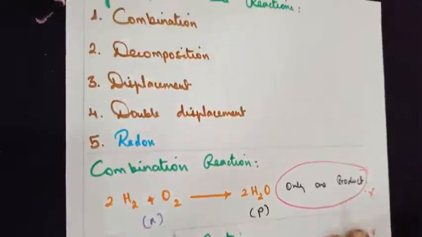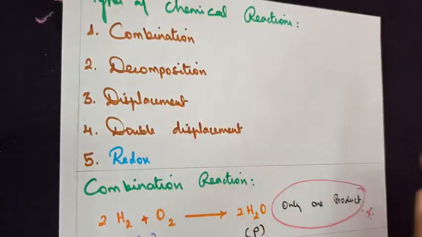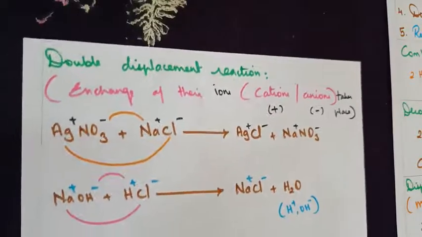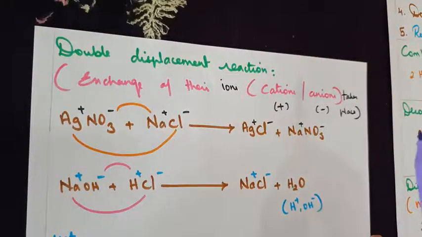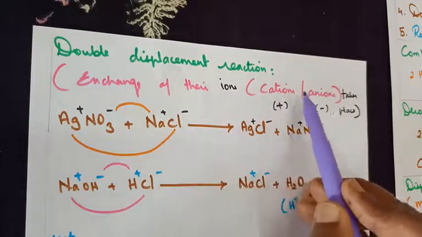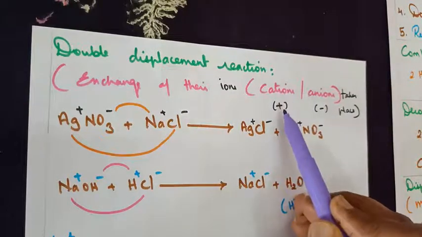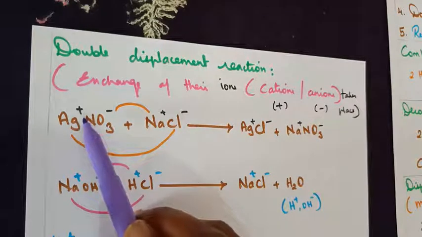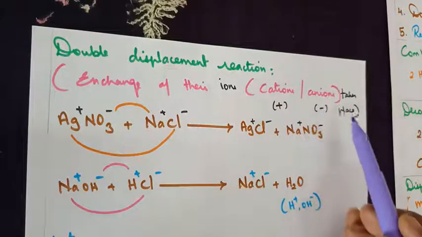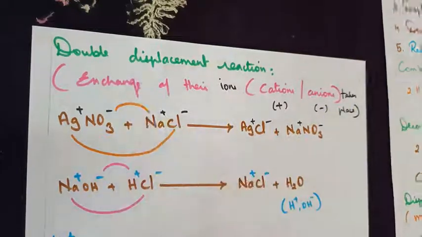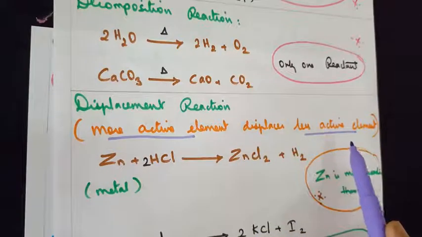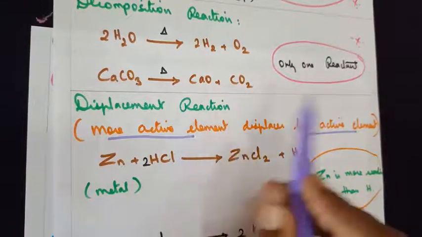Moving on to the second category, displacement or single displacement, they are one and the same. Moving on to the second category of double displacement reaction. Now here also ions get exchanged, so exchange of their ions, cations and anions. You know that those with a positive charge are called cations, and those with a negative charge are called anions. Within this reaction, in terms of single displacement, more active element displaces less active element.